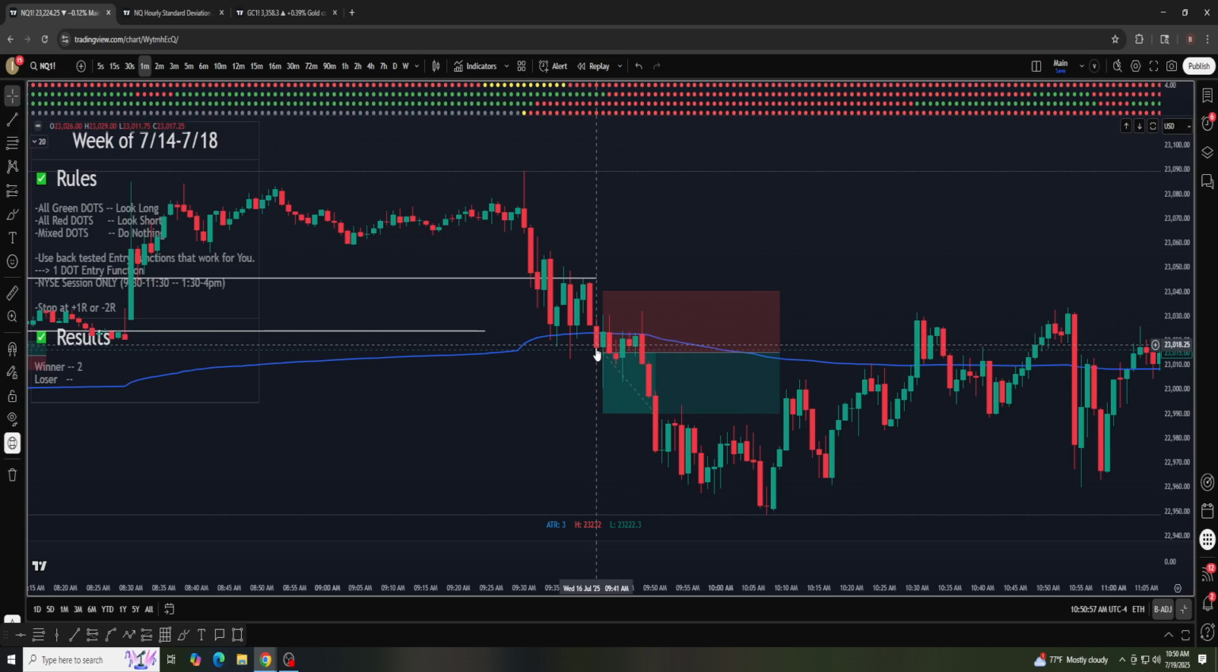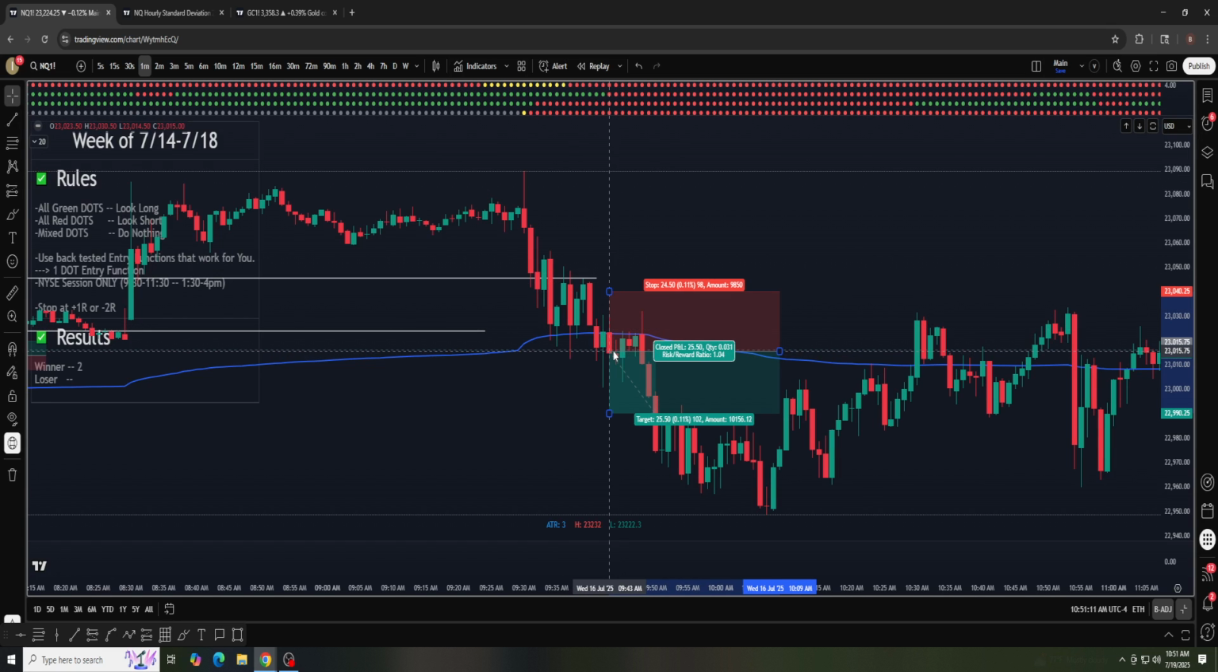But you can see right here at 9:41, price closed below the VWAP. This closed at the VWAP, and then you can see the candle that corresponds with all red dots. This is the one dot entry function. It closes below the VWAP. ATR was about 25 points.